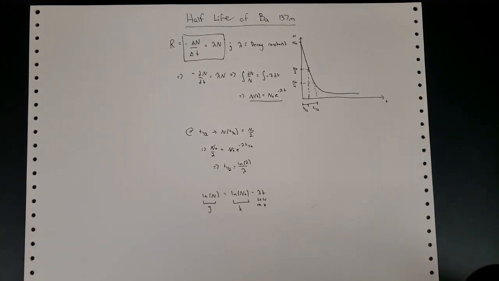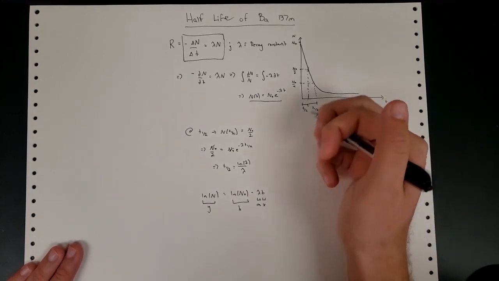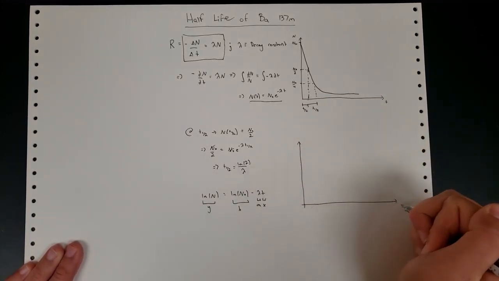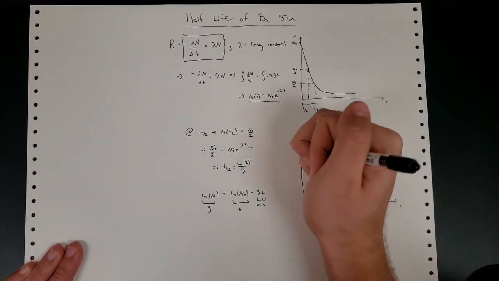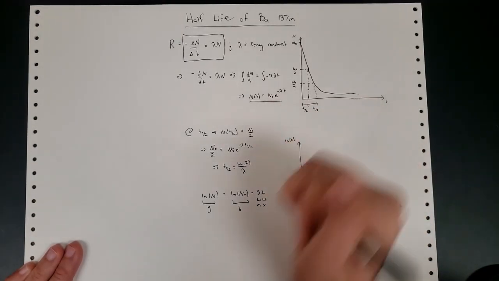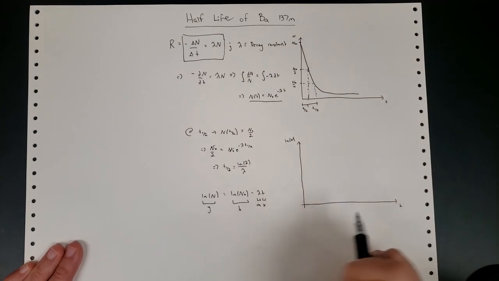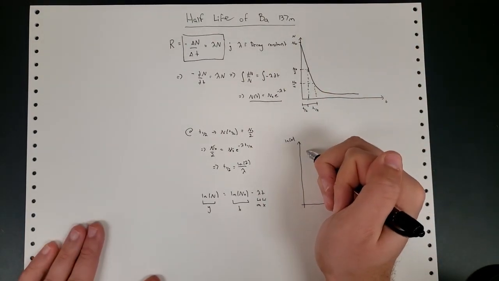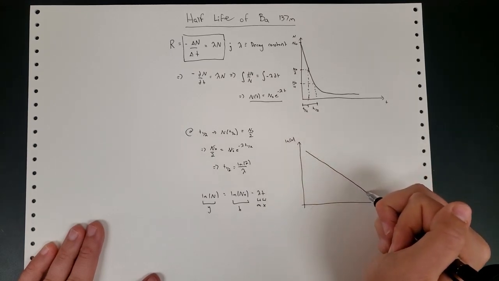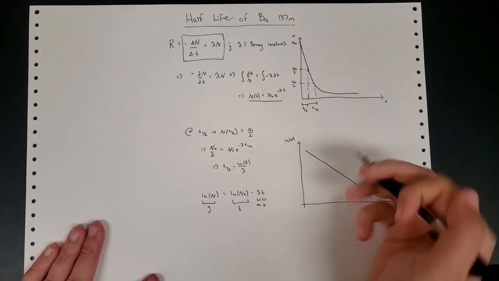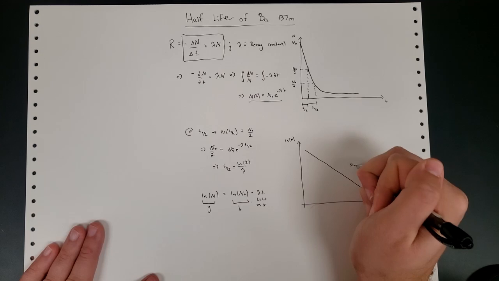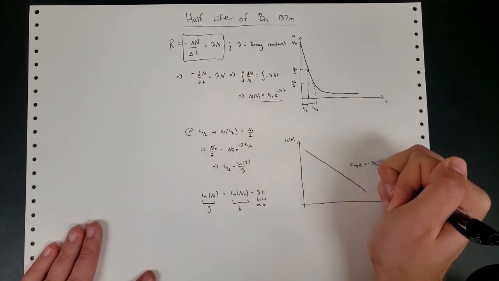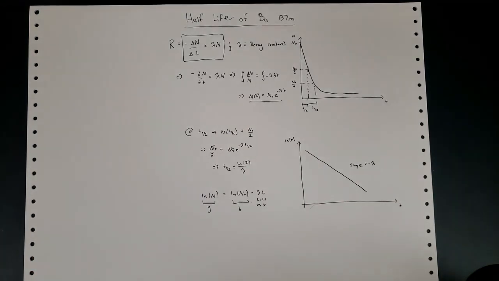Okay, so if we graph this equation here, we have t on the x, and we have the natural log of N on the y. Instead of getting a negative exponential, we'll get just a negative linear line. And then from this equation, you can see that the slope of this line will be equal to the negative of the decay constant, lambda.